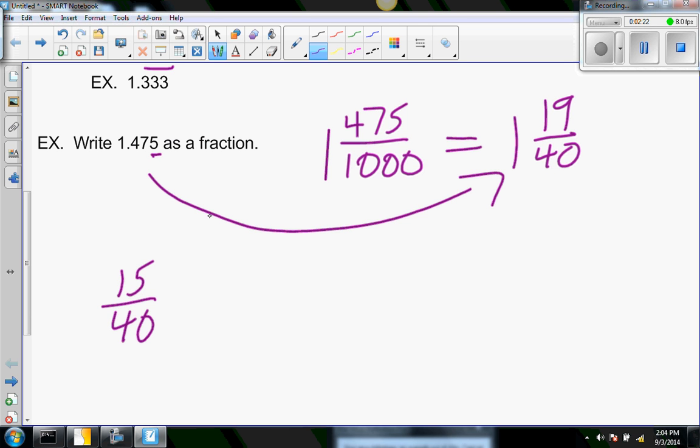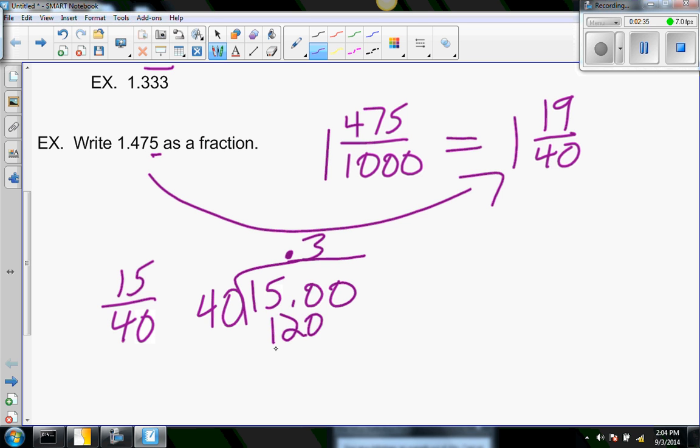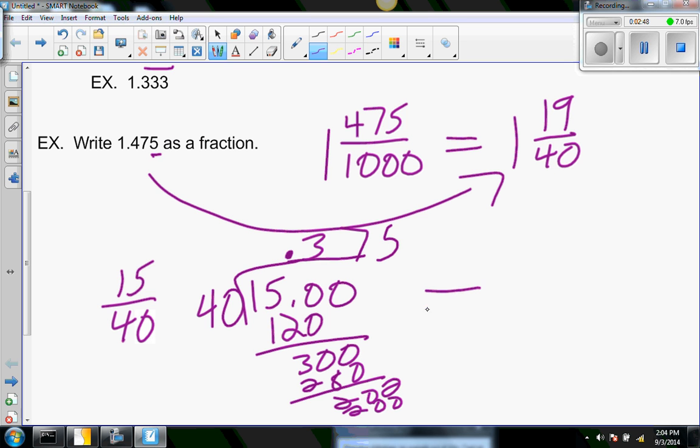To go backwards, the top number goes in the box. That's nothing new. Top number's always in the box. Divide it out so it either comes out or repeats. 40 won't go into 15, but it will go into 150 3 times. It will go in there 7. And then right here, it's going to come out. So it equals 0.375.